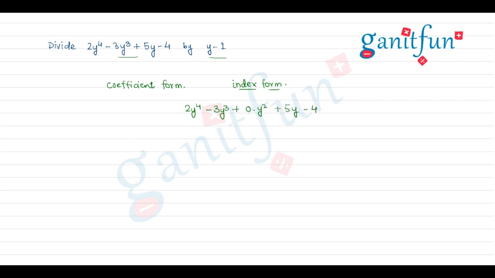Now taking the coefficients of all the powers, the coefficient for y power 4 is 2, for y cube it is minus 3, for y square it is 0, for y it is 5, and for y power 0 it is minus 4. Now this is the coefficient form of this polynomial.